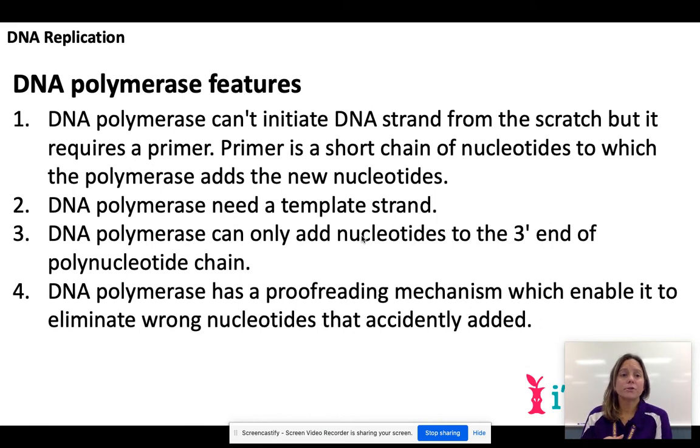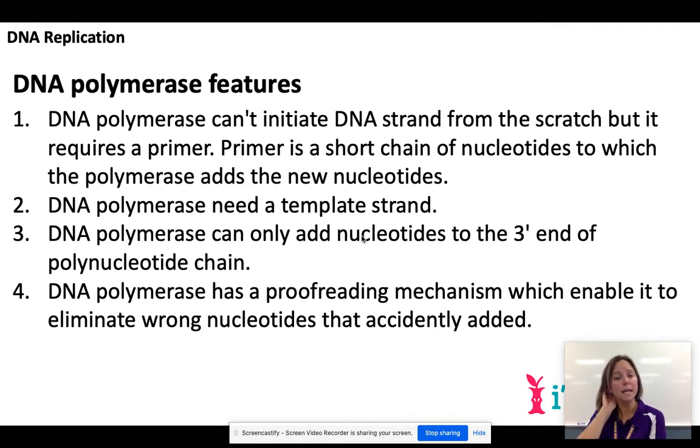So what are some features that the DNA polymerase has? DNA polymerase can't initiate the DNA replication, so we need something to help it get started. And so we need a primer, which is a short strand of nucleotides which the polymerase can actually attach to. DNA polymerase needs a template strand, so it needs a strand to read the sequence so that it knows how to add nucleotides. So it basically needs a directions strand.